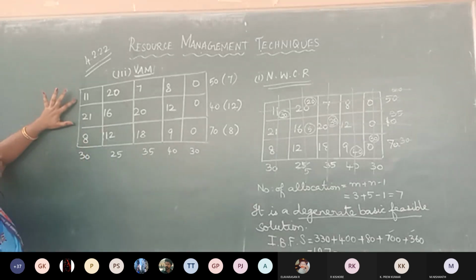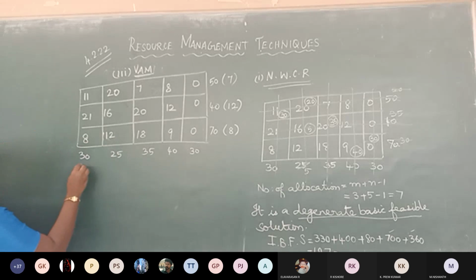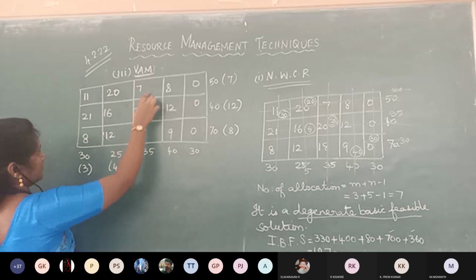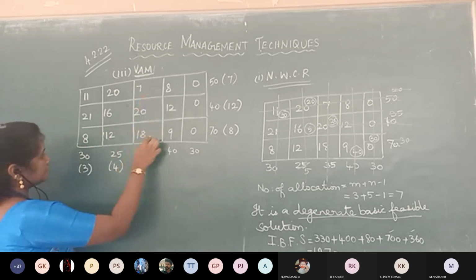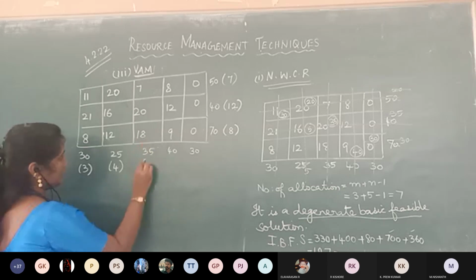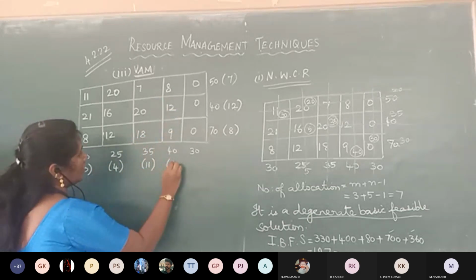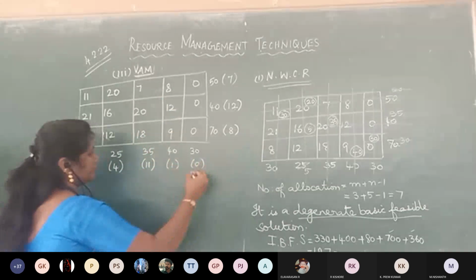So here your least two values are 11 and 8, 9 and 11, so 3, and then 12 and 16, 4, and then 7 and 18. 7 and 18 means how much is it? 11. 11 is your difference. 8 and 9, 1. And this is 0.